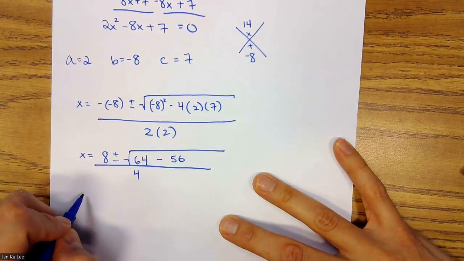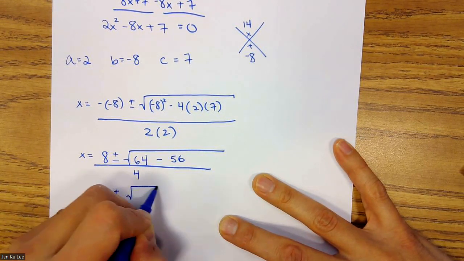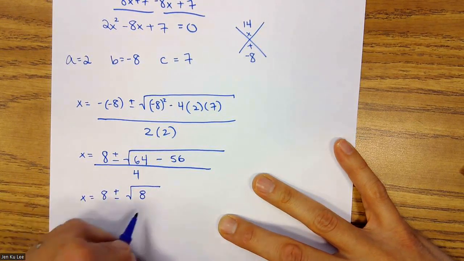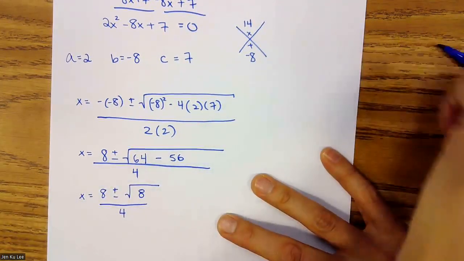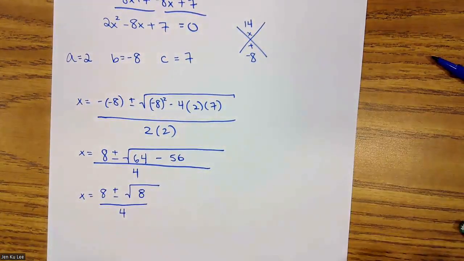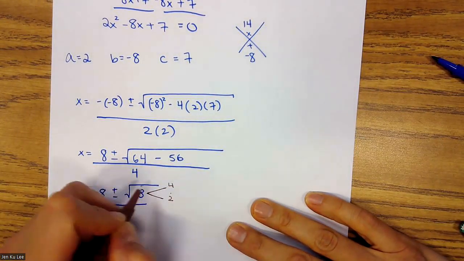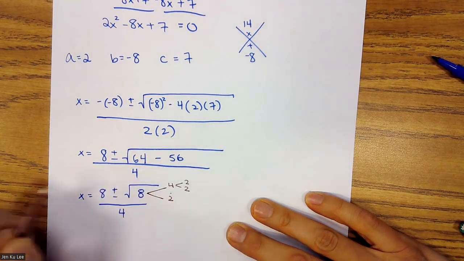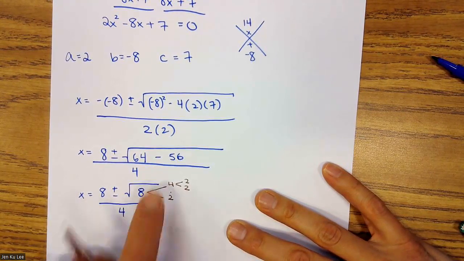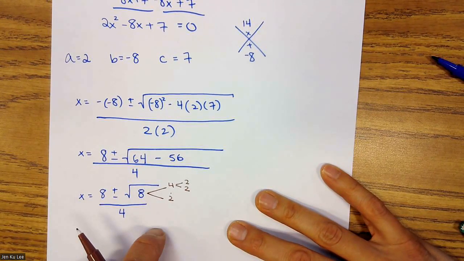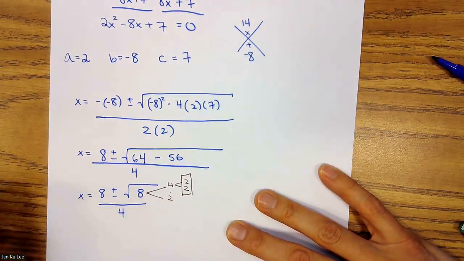64 minus 56 is 8, right? So now this 8, class, we can break that down. 4 times 2, 2 times 2, right? And in order for a number to get out of my square root, I need a pair. Okay? So since I have 2 2's here, I'm going to take that out.